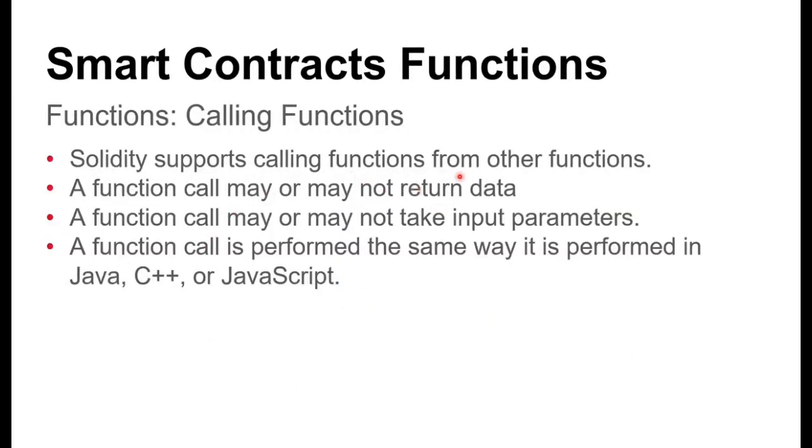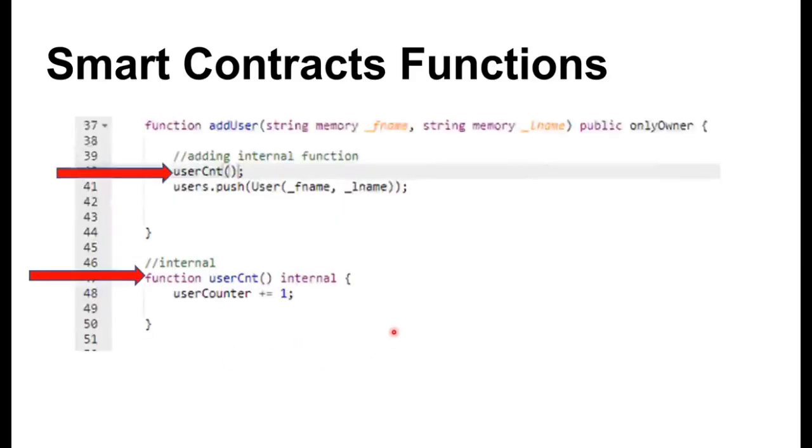Solidity supports calling functions from other functions, and again, a function may return data, may not. It may take parameters, it may not. A function is called in the exact same way that it's called using Java, C++, or JavaScript. Here we have our function user count, which is down here. Notice how function user count is being called from, in this case, within the same contract. And it's internal in this case, so this public function add user, the user count can only be called from within this contract.